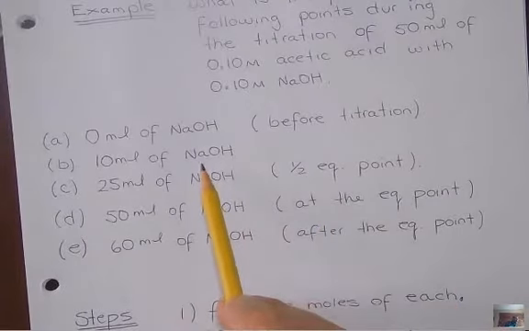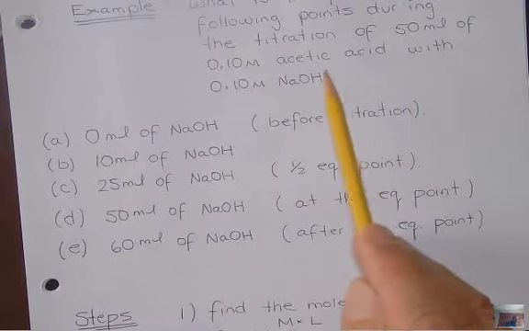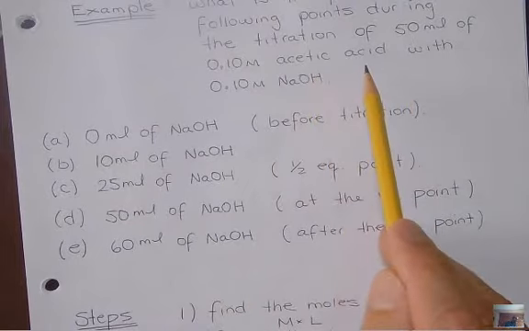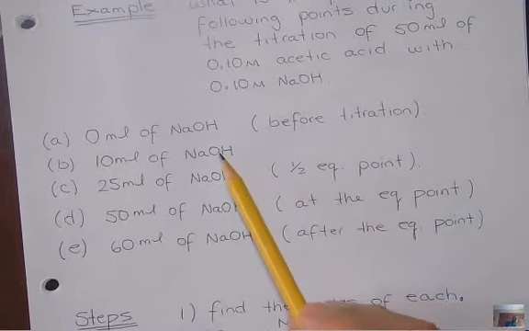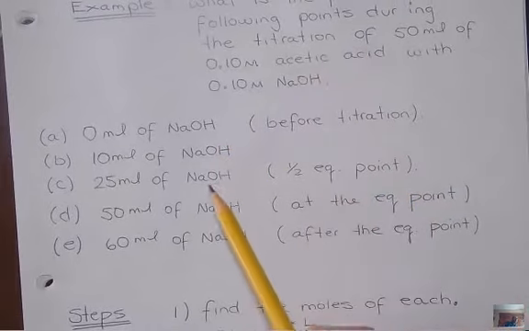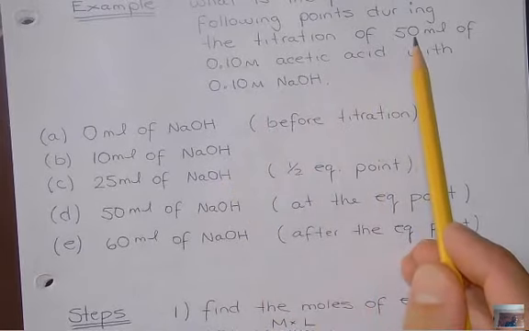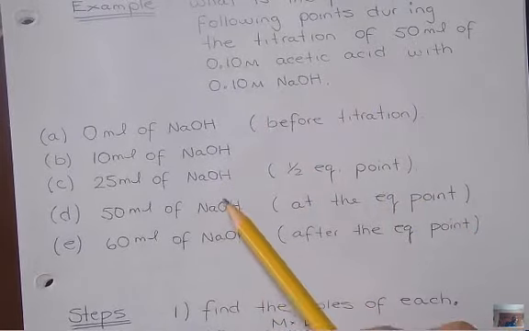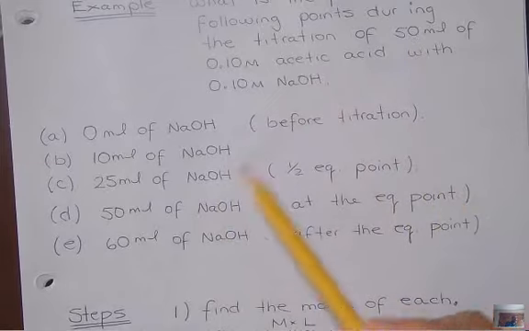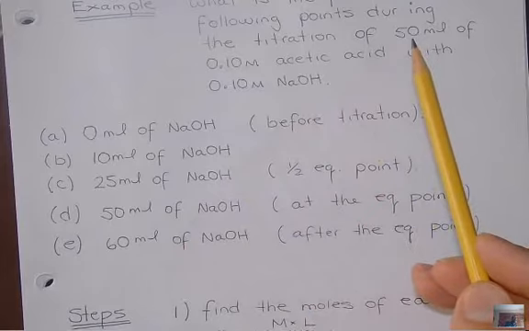Remember, if you're adding, in this case, 10 milliliters of sodium hydroxide to 50 milliliters of the 0.1 molar acetic acid, your volume is no longer 50. Now it's 60 in point B. In point C, it's 50 plus 25 is 75. In point D, it's 50 plus 50 is 100. And in point E, it's 50 plus 60 is 110. So that total volume is going to be the volume of the solution that you have.